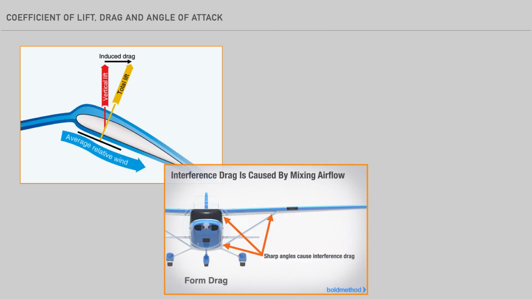Form drag is caused by the frontal area of the airplane's components being exposed to the airstream. Interference drag is caused by the interference of flow between adjacent parts of the airplane, such as intersections of wings and tail sections, fuselage, wing struts, etc.